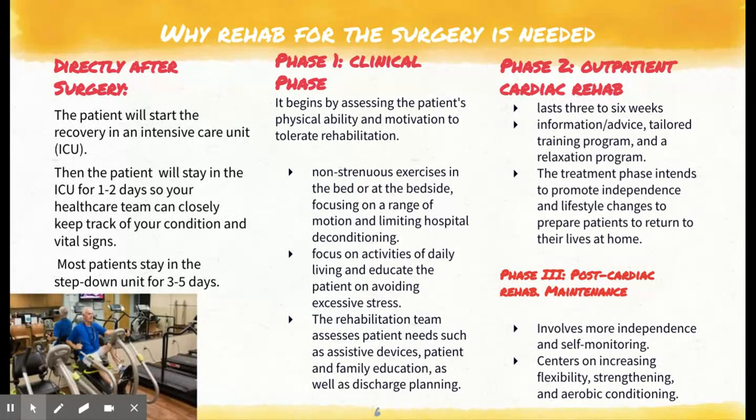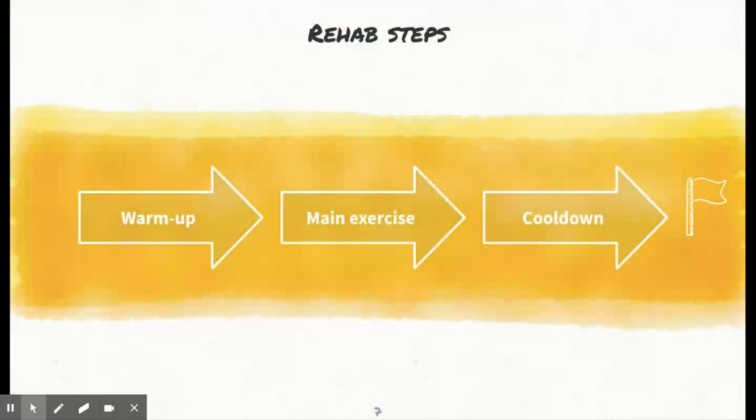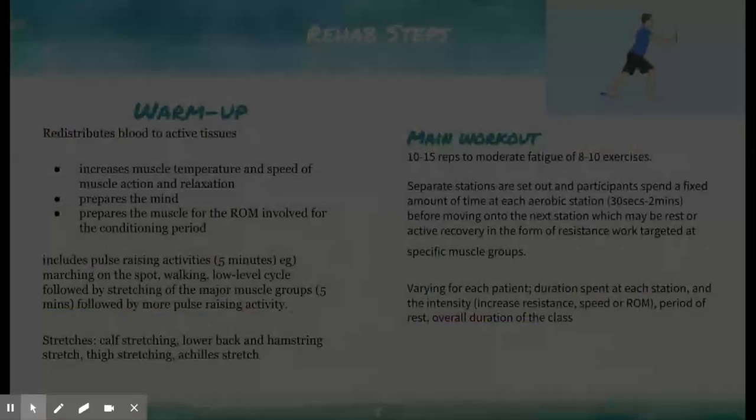And then phase 3 is going to be post-cardiac rehab maintenance, and it's going to involve more independence and self-monitoring. And then it centers on increasing flexibility, strengthening, and aerobic conditioning. So here is him biking on an elliptical, which you will probably do if you have to go through rehab of a CABG. So the rehab steps: warm-up, main exercise, and cool down.